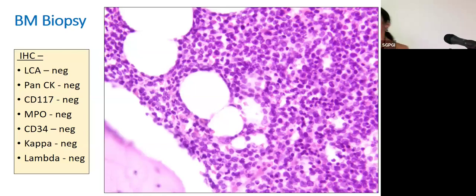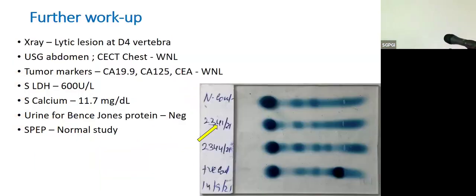When you can't make the diagnosis, you go back to the clinician and ask for help, right? So we asked him for a further workup. Chest X-ray showed a lytic lesion at the T4 vertebra. That can be anything. Ultrasound abdomen, CECT, I wanted to do because she's a 46-year-old female.